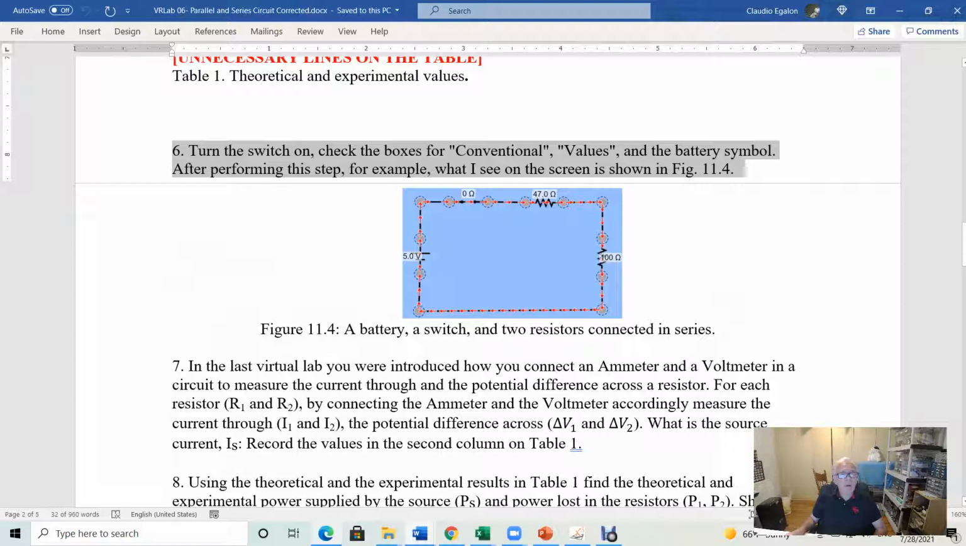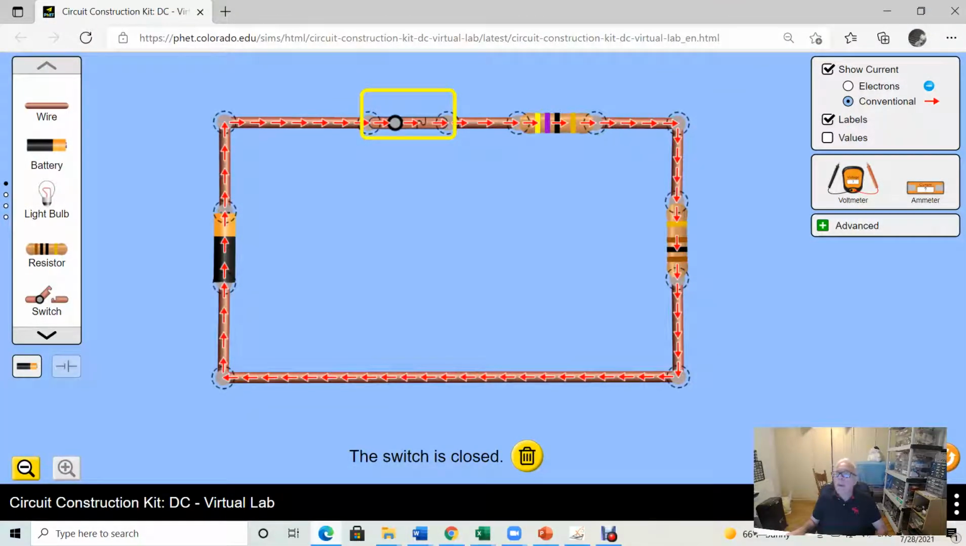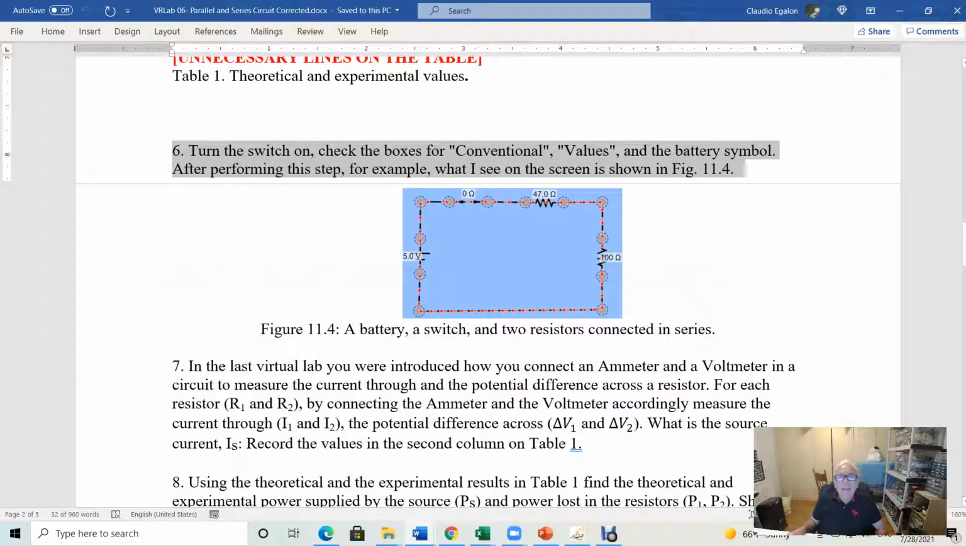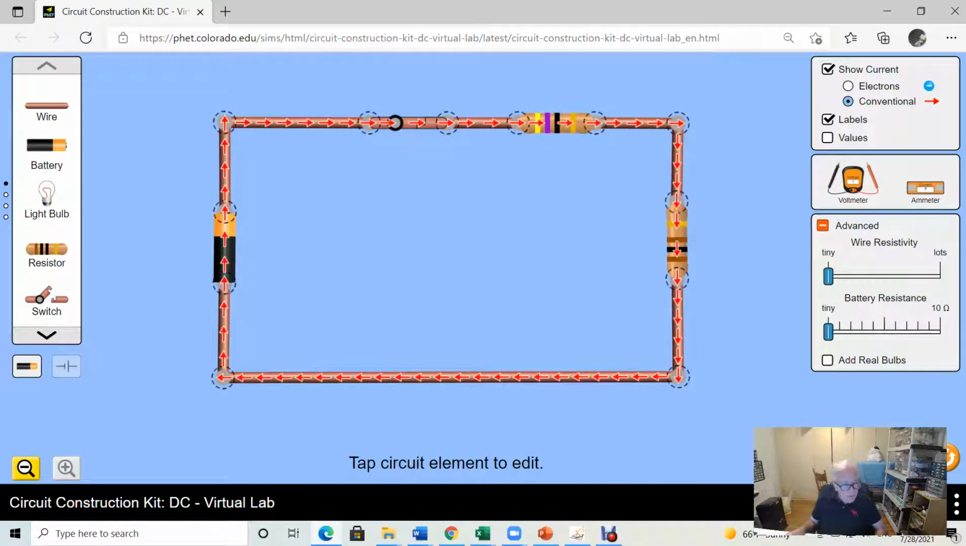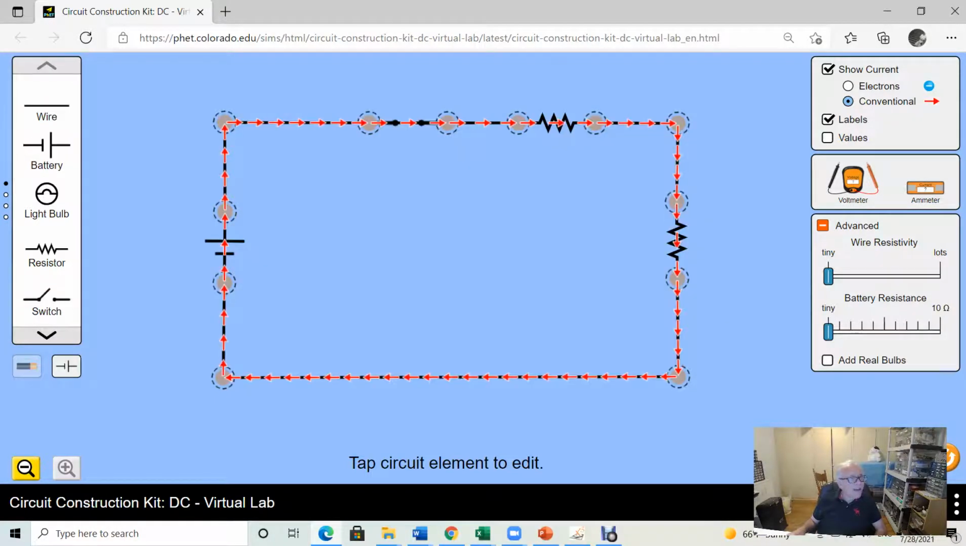Conventional. Check the box for conventional, which is the direction of the current, and the battery symbol. I don't see the battery symbol here. Where is that? Oh, here you go. That's the battery symbol, right in here. I prefer this one.